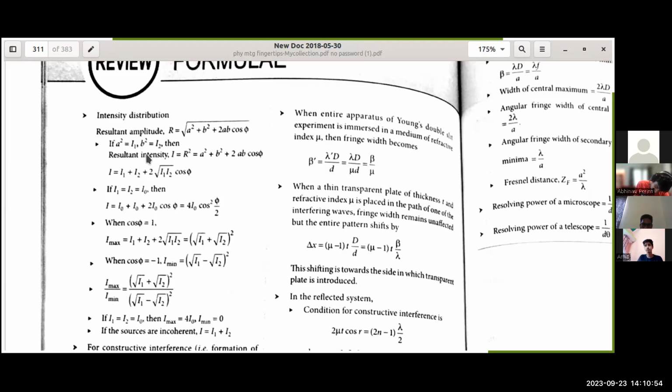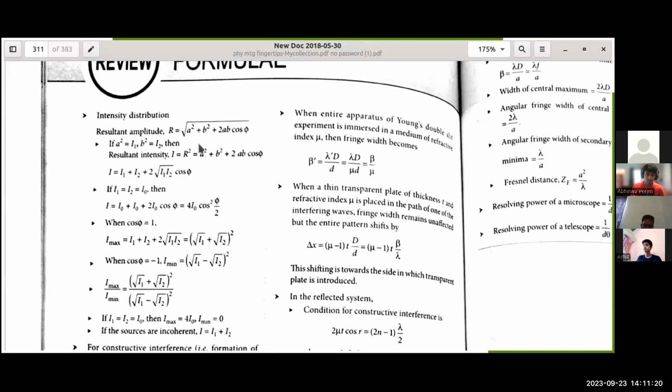So therefore, you can see that I1 is equal to A square, because A was the amplitude and amplitude square is intensity I1. B square is equal to I2. So A square is I1, B square is I2. So A is root I1, and B is root I2. And therefore, this resultant amplitude formula becomes this formula.